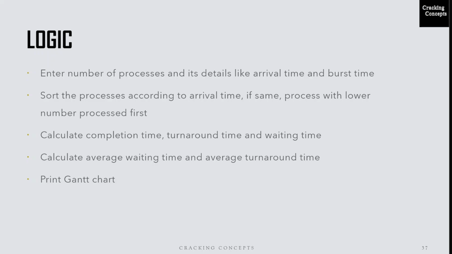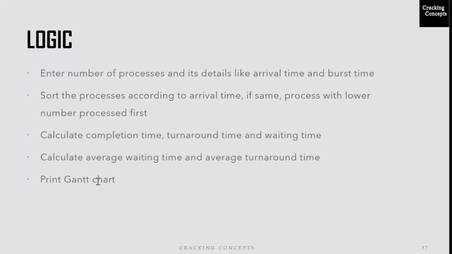Now we'll see the logic of the program that I'm about to implement. In this program, first it will ask for the number of processes and will collect details regarding each process, like the arrival time and burst time. Then the processes are sorted based on the arrival time. In the program itself, there will be logic to add process numbers as soon as details of each process are entered into the system. If the arrival time is the same, then the process with the lower number will be processed first.